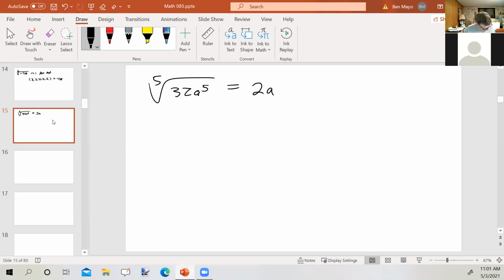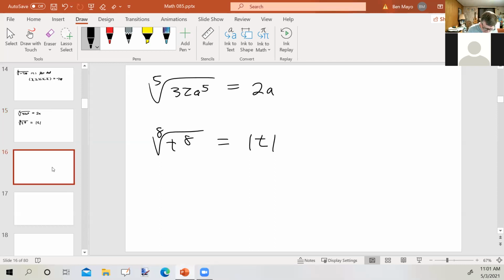Okay. Now, let's say I've got this situation. The eighth root of t to the eighth power. Again, assume all variables are unrestricted. Well, the eighth root of t to the eighth power would be t. However, since we don't know if t is positive or negative, and we're taking an even root, we need absolute value bars there. Okay. Any questions about that one?